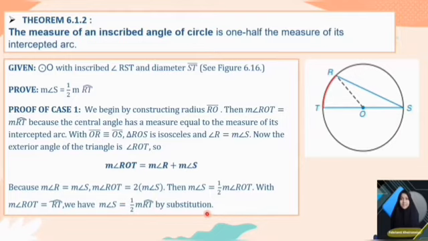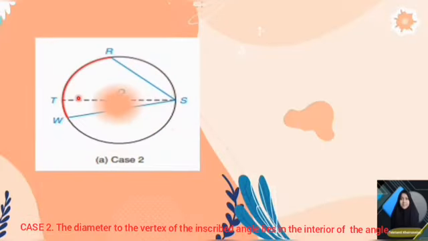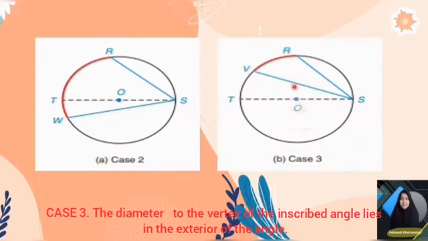Case 2: the diameter from the vertex of the inscribed angle lies in the interior of the angle. Case 3: the diameter from the vertex of the inscribed angle lies in the exterior of the angle.